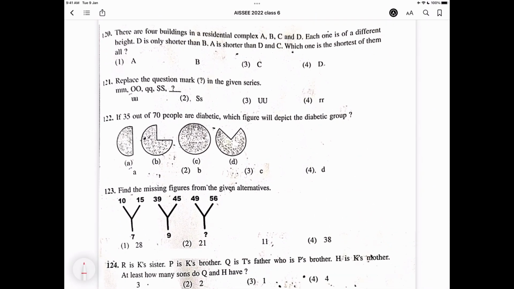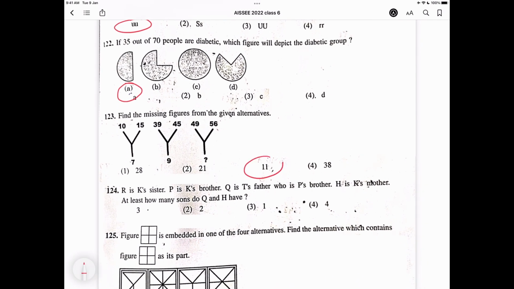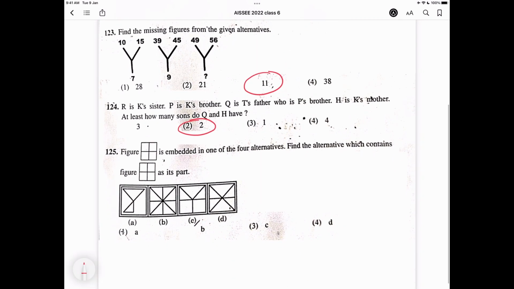For question number 120, first is the correct answer. Question number 121, first is correct answer. For question number 122, A option is correct, first option. For question number 123, third is the correct answer. For question number 124, second is the correct answer. For question number 125, again, second is the correct answer.